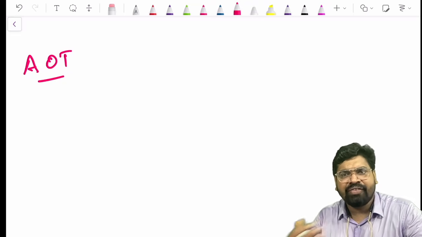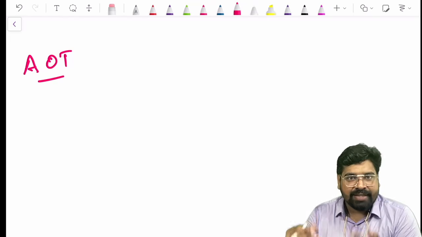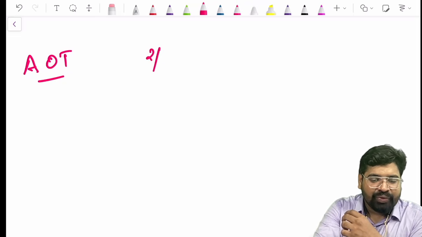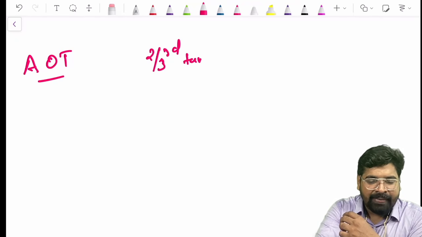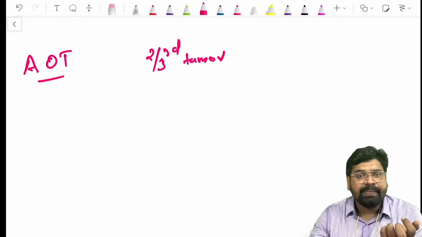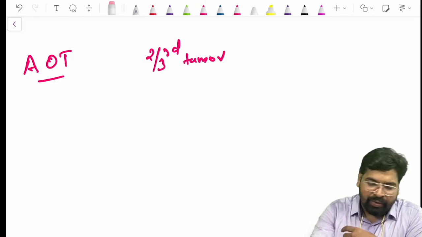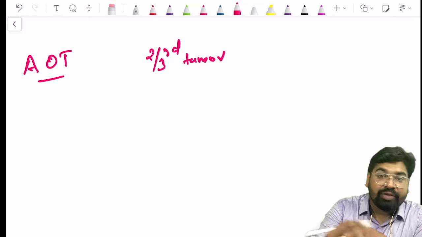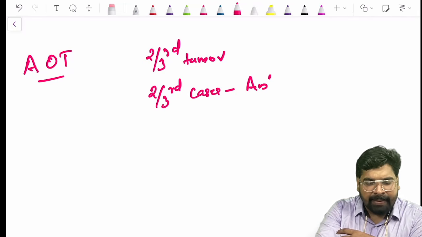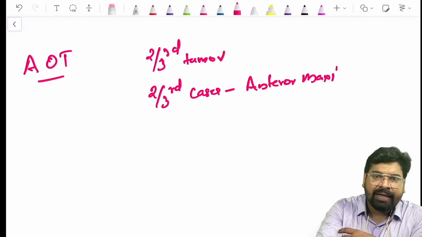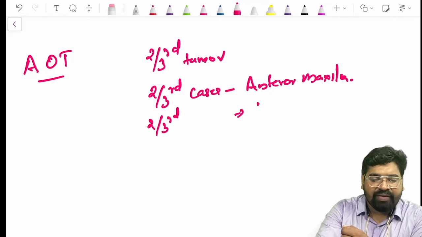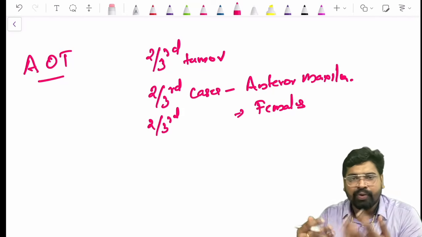You may have heard this favorite question from your external during your viva: what is the two-third tumor? That is your AOT. Two-third of AOT cases occur in the maxilla. The most common site for AOT is the anterior maxilla. Two-third of the cases come in the anterior maxilla, and two-third of cases occur in females. So females are more prone to have AOT.